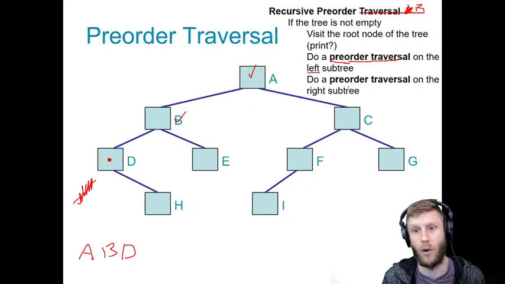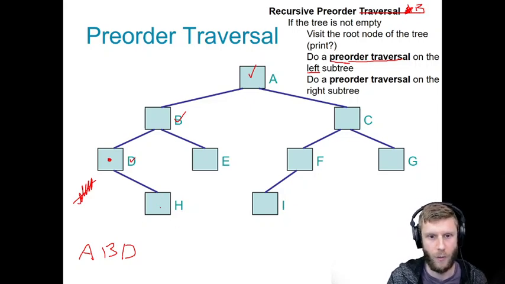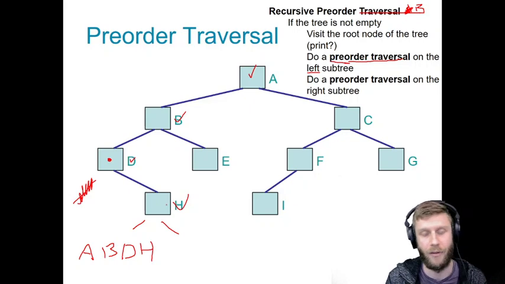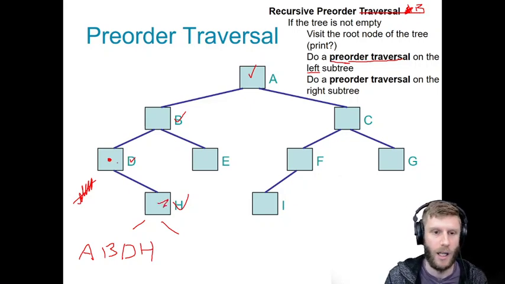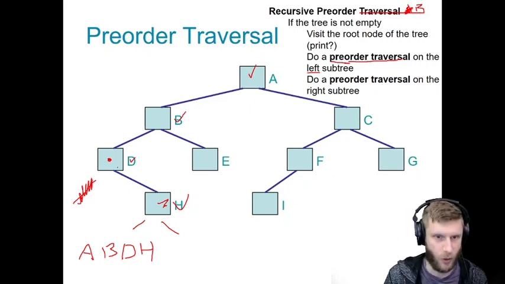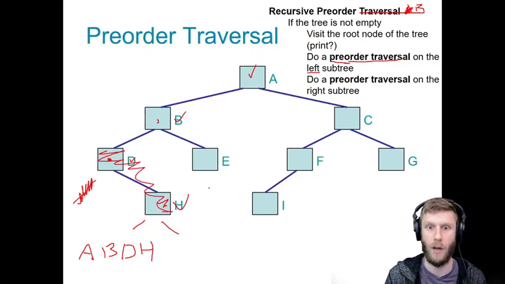We do the pre-order on the right subtree. Okay, so go to H. We visit H. Okay, print it out. Go to the left. Well, there's nothing there. Go to the right. Nothing there. So now we're done with H, and we can pop it off. So now we're back at D, but we just finished D's right child's pre-order traversal. So we're done with D completely. Now we're back at B, but we still have to do the right subtree. So we go here, we print out E.